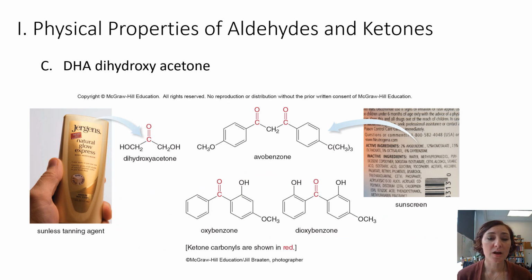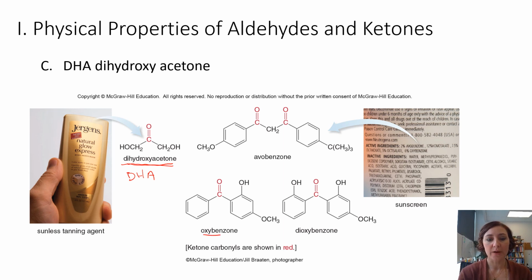A great example of a ketone that you would see in your everyday life is dihydroxyacetone. Dihydroxyacetone is also known as DHA, and this is one of the active ingredients in sunless tanning products, such as this Jergens Natural Glow Express. So this molecule is going to react with proteins in the skin, and when it reacts with those proteins, it's going to turn a brownish color. So you're going to get this brown toned skin. It's going to look like you actually tanned outside. They're not that great. It's not going to look real.